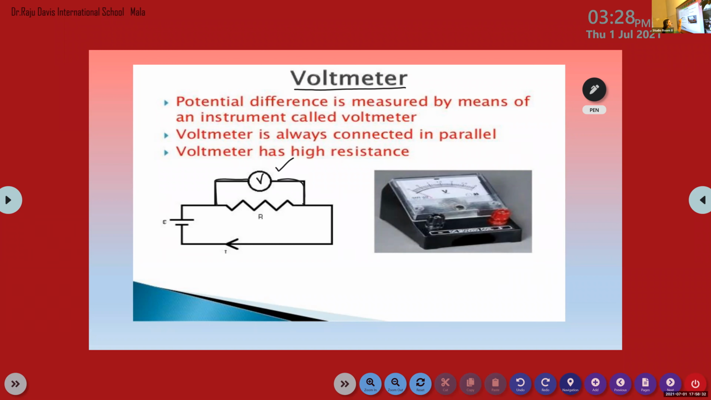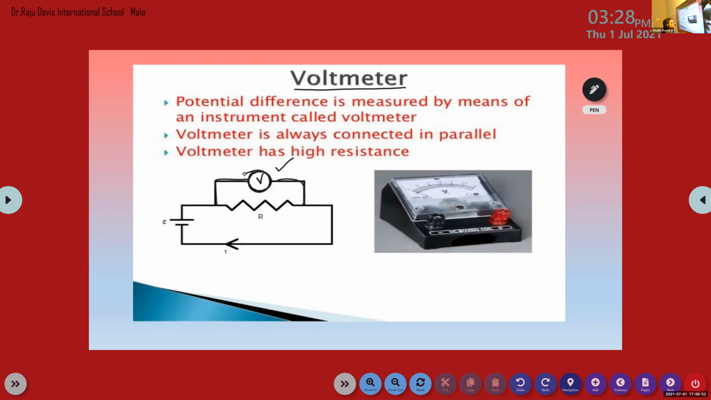This is the voltmeter, and the voltmeter possesses a high resistance. You don't need to be bothered about the term resistance; we will discuss it later. You only study the term voltmeter. Voltmeter is a device that is used to measure the voltage or potential difference.